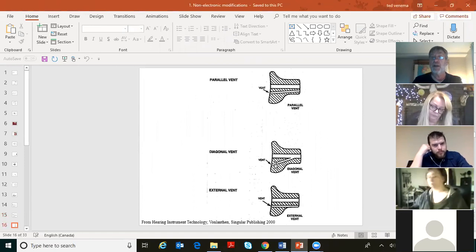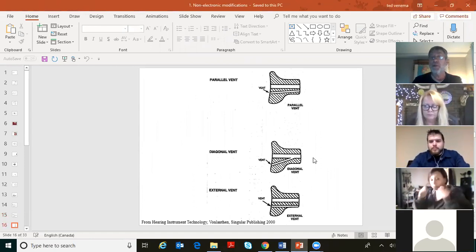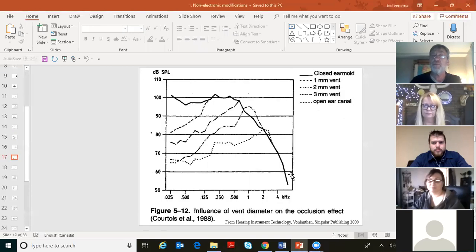Here's a diagonal vent. You don't have to worry about that because we're mostly dealing with domes today. But if you are dealing with lucite skeleton ear molds, always try to have a parallel vent. Diagonal vents suck. Okay, diagonal vents tend to let the highs out as well as the lows.